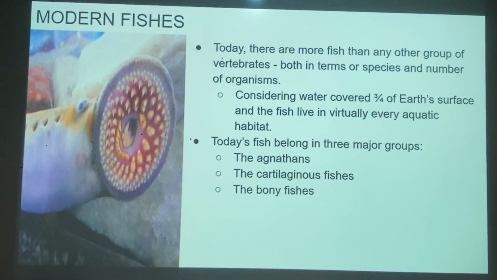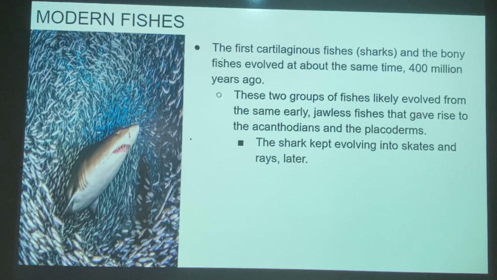Today, there are more fish than any other group of vertebrates, both in terms of species and number of organisms. Considering water covers 3/4 of the Earth's surface, and that fish live in virtually every aquatic habitat, that makes sense. But we have them in three major groups: the agnathans, the cartilaginous fishes, and the bony fishes. The first cartilaginous fishes, aka the sharks, and the bony fishes evolved about the same time. These two groups likely evolved from some early jawless fish that gave rise to the acanthidodians and the placoderms.